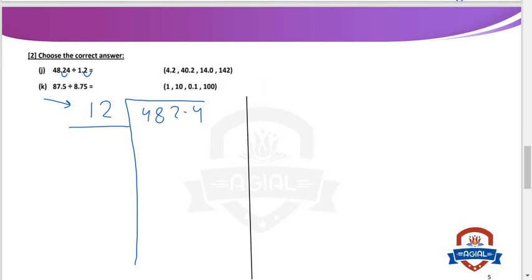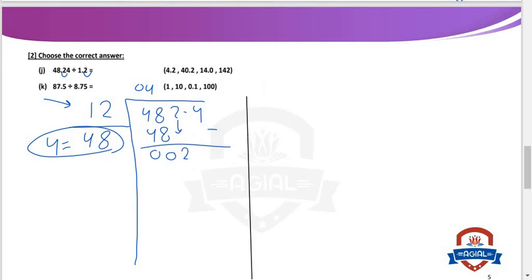Okay, start from the left. Can 4 be divided by 12? No, can't be. So we put 0 and take 48. Can 48 be divided by 12? Yes, super. Equal what? Excellent, 4. 4 times 12 equals 48. 4 times 2 equals 8 and 4 times 1 equals 4. So we will take 4, write 4 in here as a quotient and write 48 and subtract. 8 minus 8 equals 0. 4 minus 4 equals 0. Put down 2.